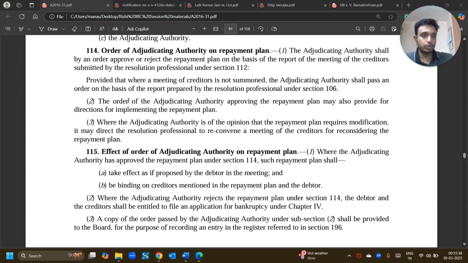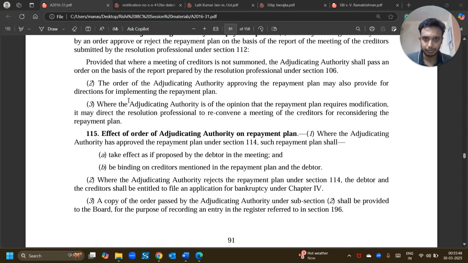So on the basis of that report, if there is no meeting of creditors, whatever has been discussed by the RP in the section 106 report will become the basis for the adjudicating authority to either approve or reject the plan.